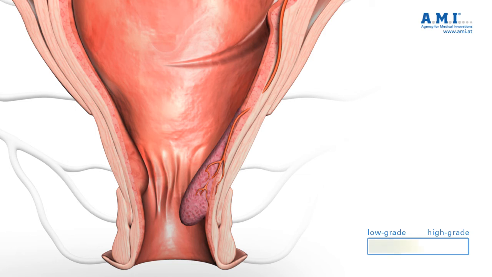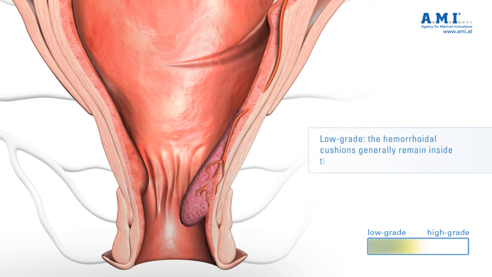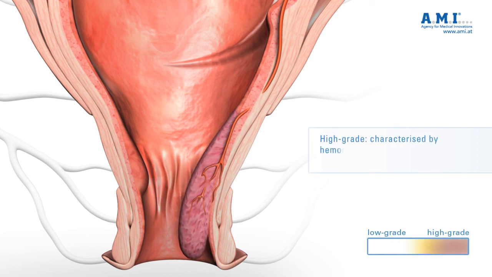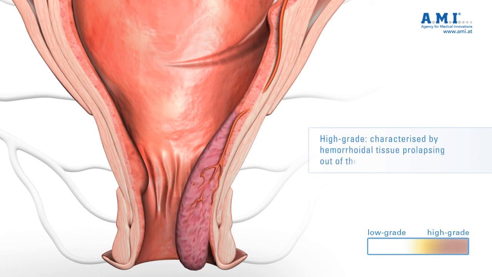Low corresponds to grade 1 and grade 2 of the Gallagher classification, those stages of the disease where the hemorrhoidal cushions generally remain inside the anal canal. High grades of hemorrhoids, that is, grade 3 and 4, are characterized by hemorrhoidal tissue prolapsing out of the anal canal, whereby grade 3 hemorrhoids can still be pushed back into position.